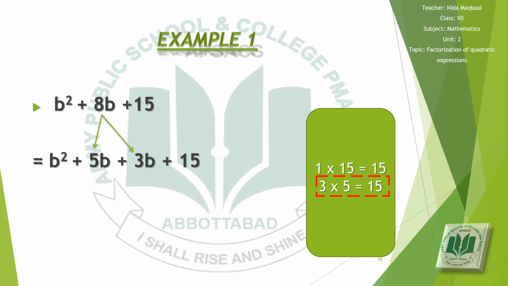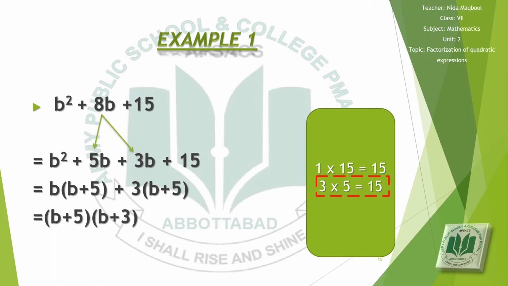In the next step, we will find out the common factor, which for the first pair is b and for the second one is 3. Again finding out the common factor from both the terms, we get b plus 5 multiplied with b plus 3, which is the resultant and is also in the product form.